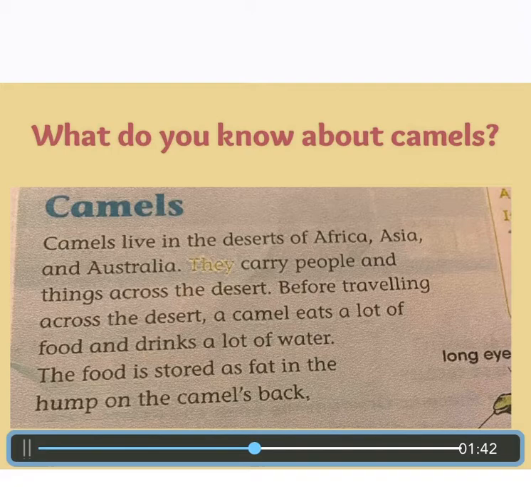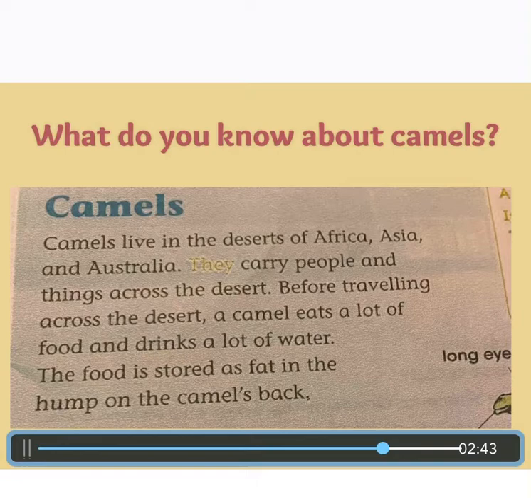So what's the meaning of they carry? It means the camels. We take the subject pronoun, they. They carry people and things across the desert. Before traveling across the desert, a camel eats a lot of food and drinks a lot of water. The food is stored as fat in the hump on the camel's back. So when the camel eats and drinks, this water is stored as fat in the hump. What is the hump? It is the highest area that you can see on the body of the camel.